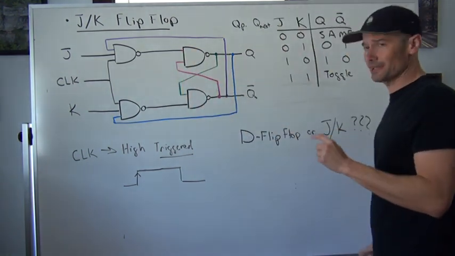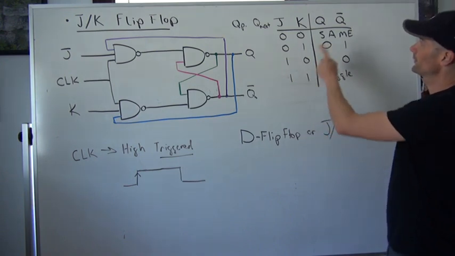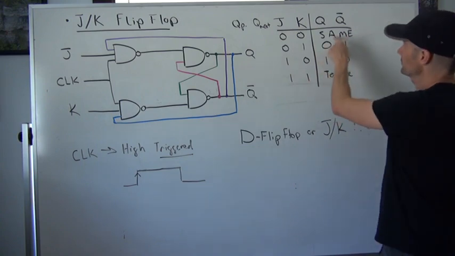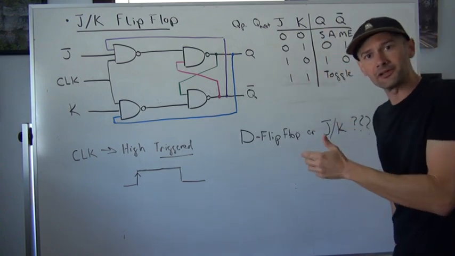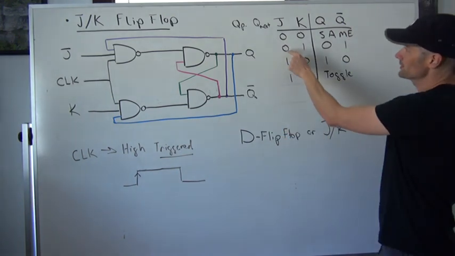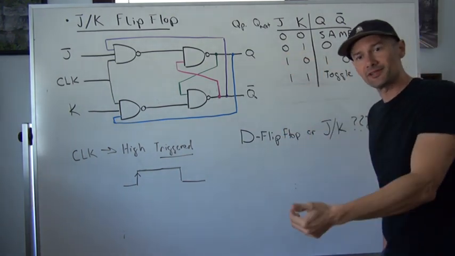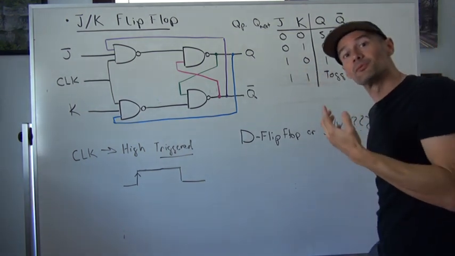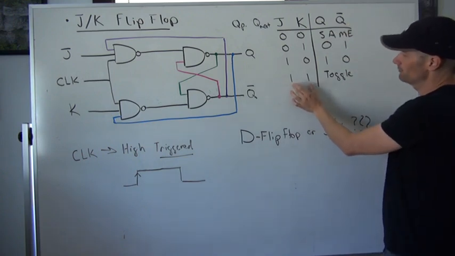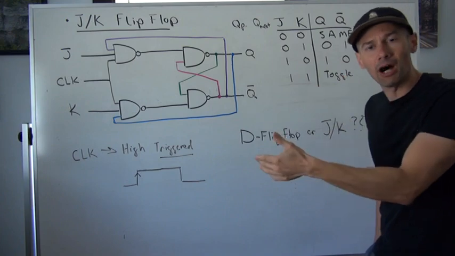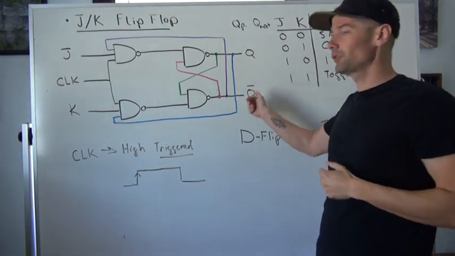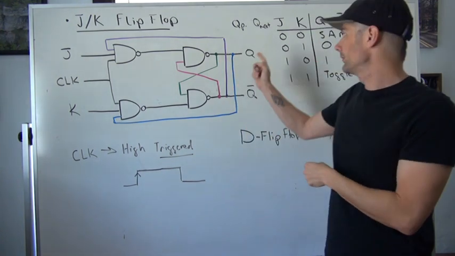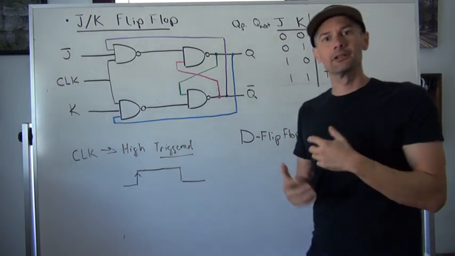But the thing that makes it so unique is that we have a hold state: if J and K are both 0, then we hold Q and Q bar at their prior states. When J is low and K is high, we are in a reset state. If J is high and K is low, we are in a set state. But what's really interesting is that if J and K are both high, we toggle Q and Q bar. So if Q was high and Q bar was low, when we toggle them, Q goes low and Q bar goes high.